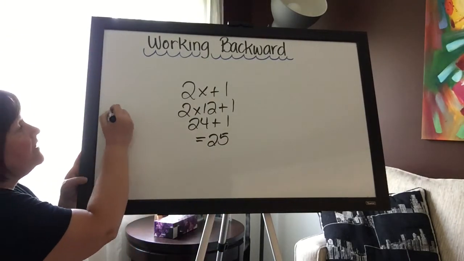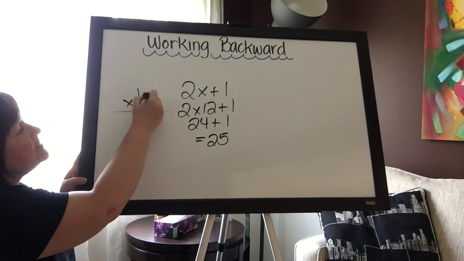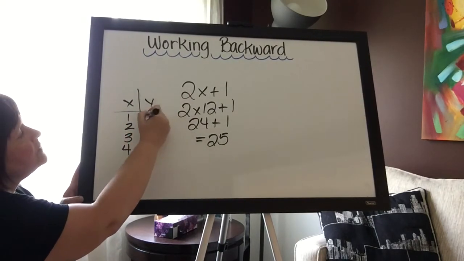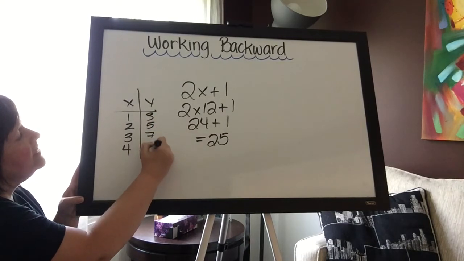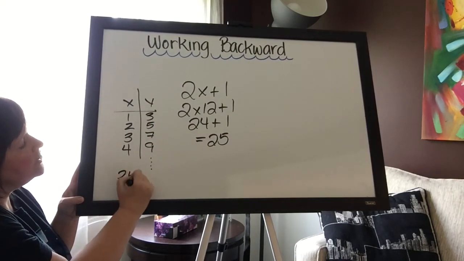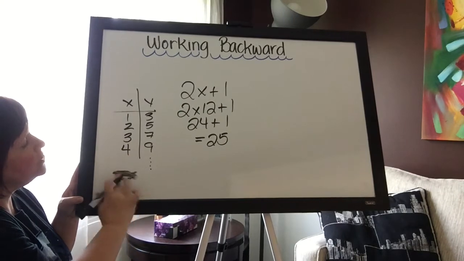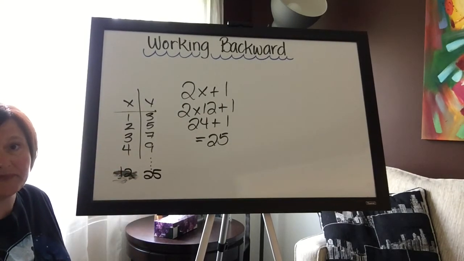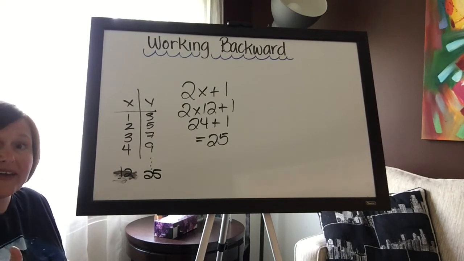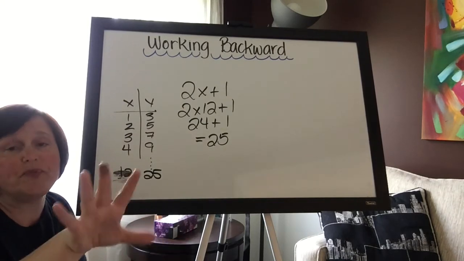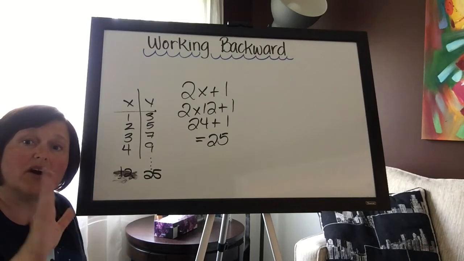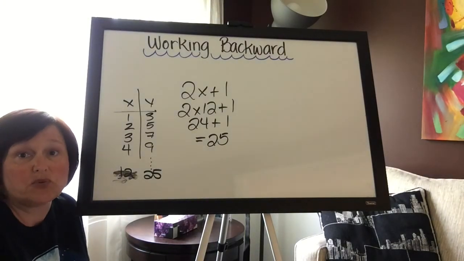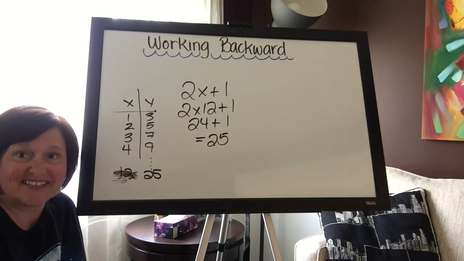And our table of values would end up looking like this. 2x plus 1: 3, 5, 7, 9, and then it would go all the way down to term number 12, and that's where you'd see the number 25. And so that is working forward, and that's where you've been so far. But today we're gonna talk about working backwards, how to solve for x when we know what y already is, when we know what the value already is.